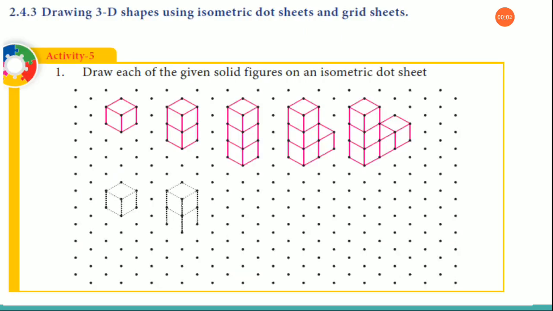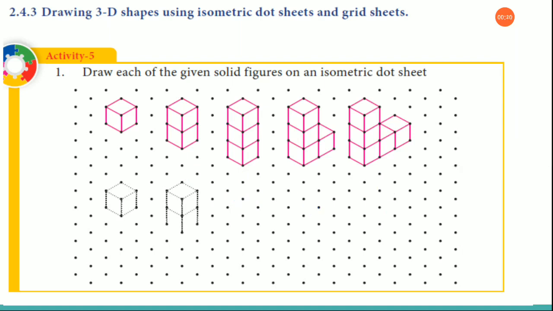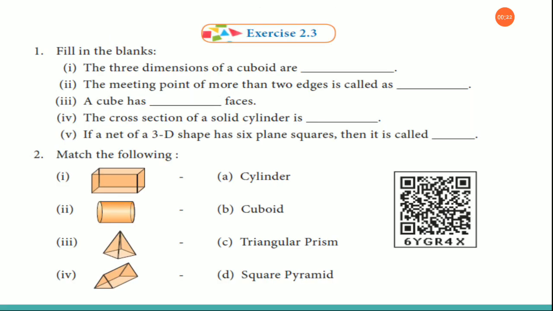Next, there is an activity. I will send you a screenshot of this. You are going to zoom it in your phone, and then using the edit option, you are going to draw these images. Okay, the same images should be drawn here. Clear? This is one homework. Next, let us see a few exercise sums.